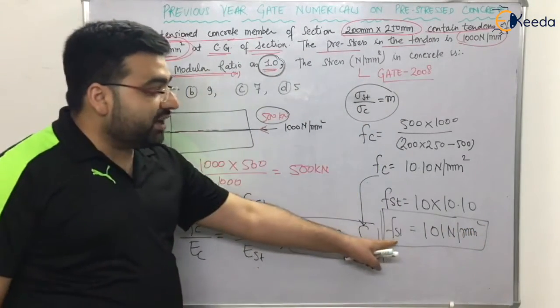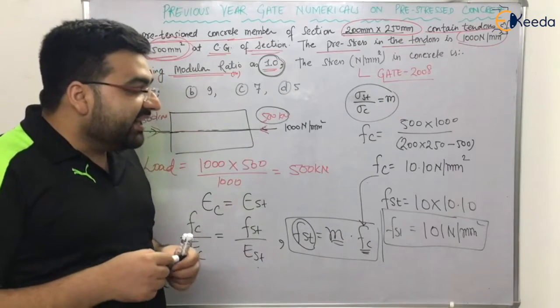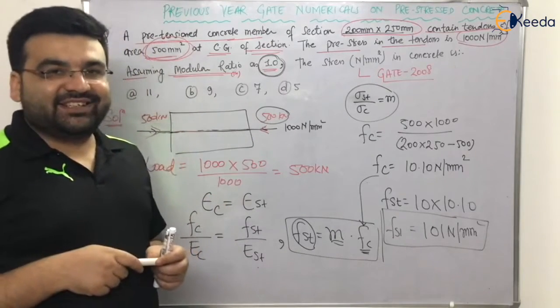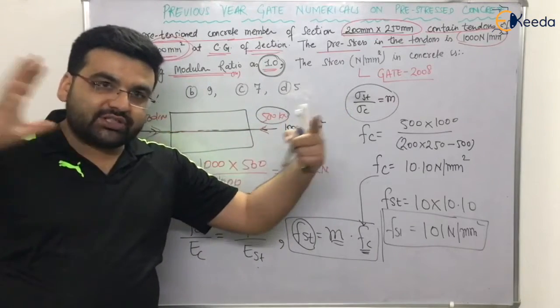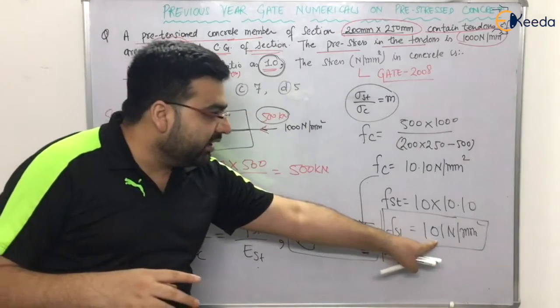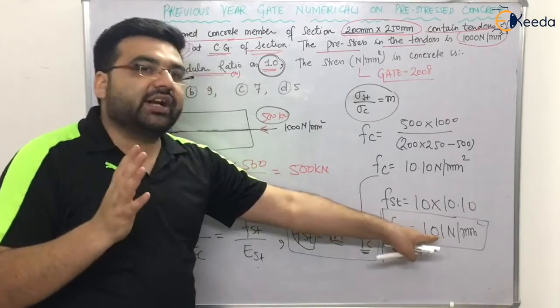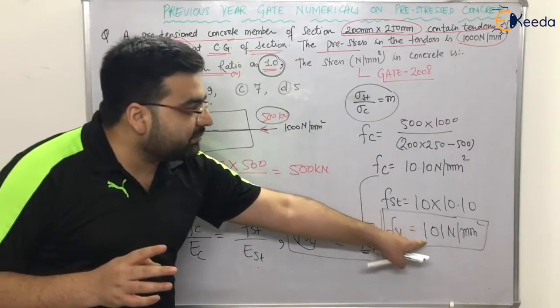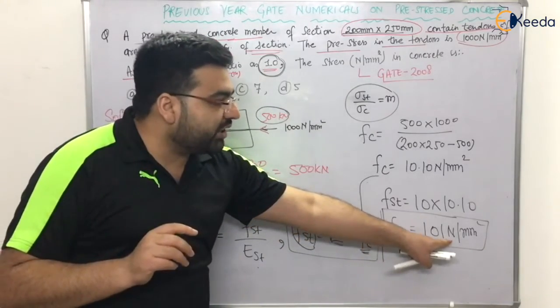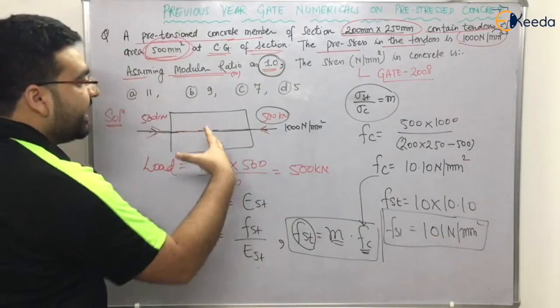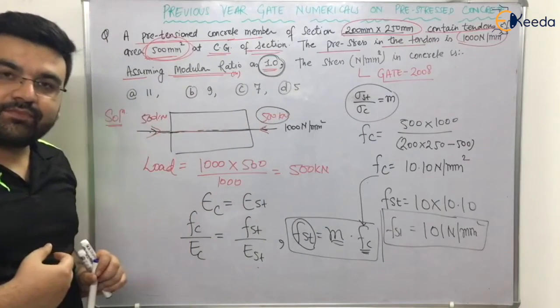Now this is the stress in steel. It means that these are actually your losses, right? So these are the losses. Earlier, 1000 stress was there, but now 101 has been deducted. It means that 1000 minus 101 is around 899, right? 899 Newton per mm square is the effective stress on the concrete section, right?